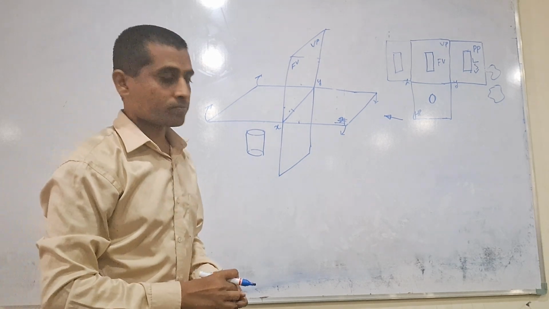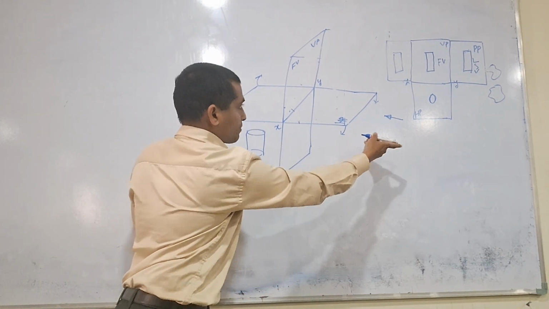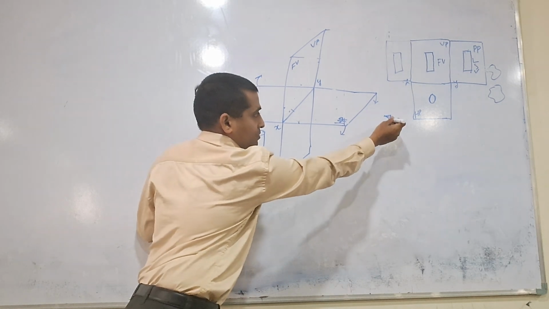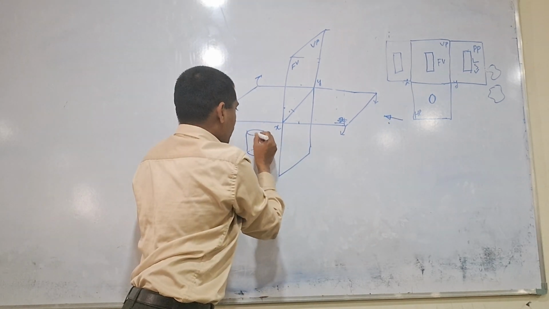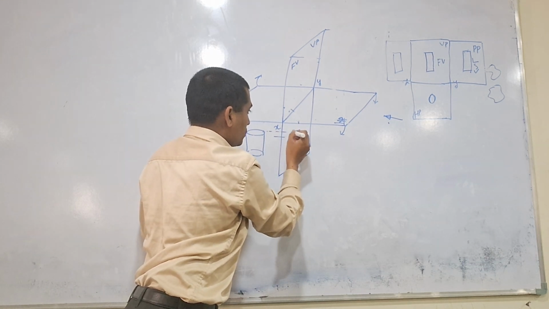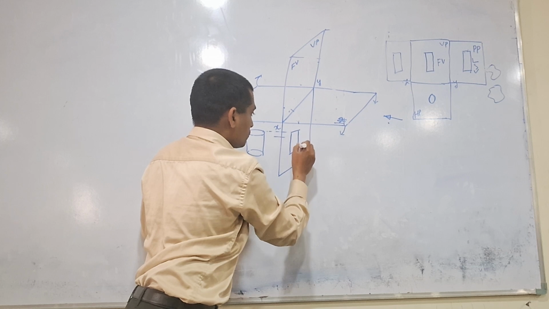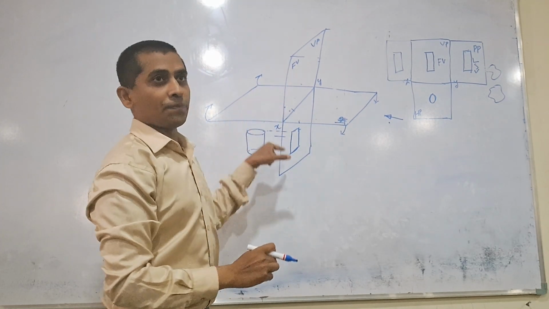right? Now its front view. The observer position is here only. Now he is observing this one, right? So the front view will be projected on VP. VP is here now. So this is the front view. Understood now? The rectangle that is drawn on VP.